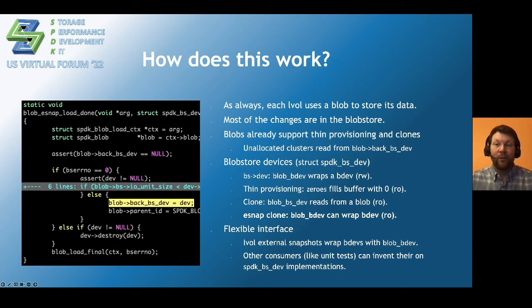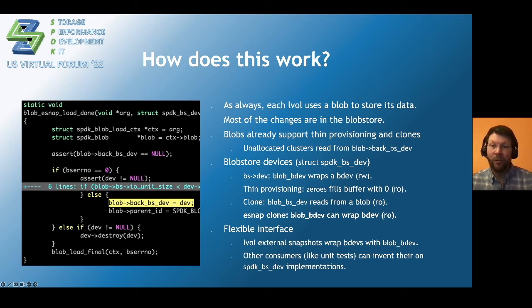The SPDK lvstore is a thin veneer over the blobstore, and as such, almost all the I/O path changes are in the blobstore. The lvstore changes focus on things like eSnap clone creation and opening eSnaps on behalf of the blobstore. This is a somewhat straightforward adaptation of the existing support for thin provisioning and clones. The key change is the introduction of a new way to create and use custom blobstore devices as the bdev.